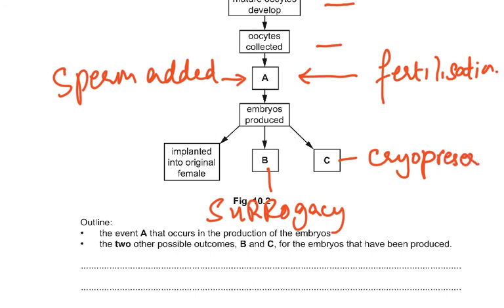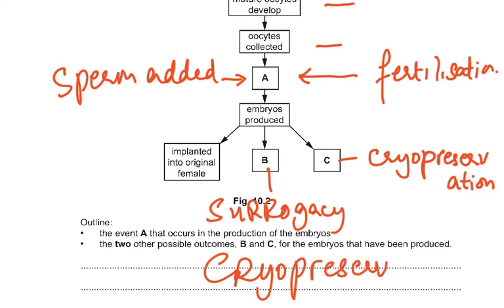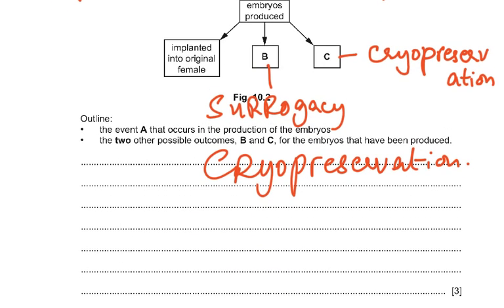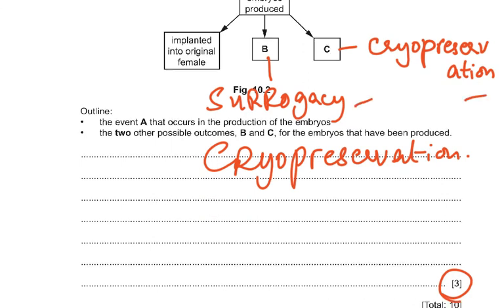Cryopreservation. It's one word, of course. Let me write it here so that you know cryopreservation. So good question, and that was for 3 marks. 3 marks, one was for fertilization occurs, or if you said sperm with semen added. 1 mark is for surrogacy. The 3rd mark is for cryopreservation.